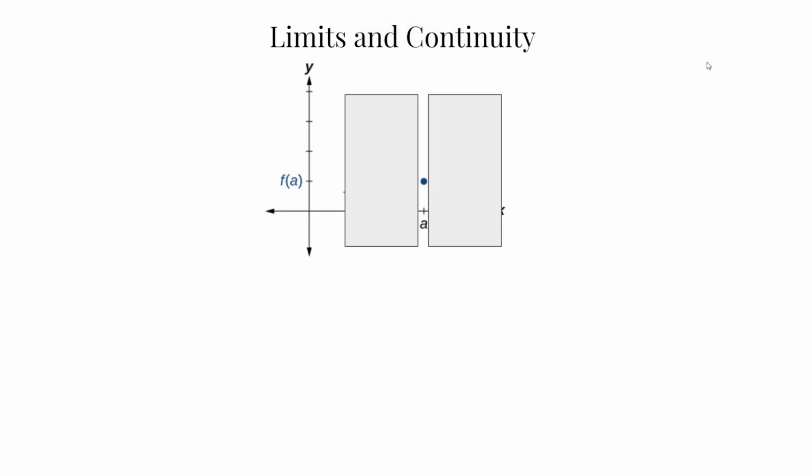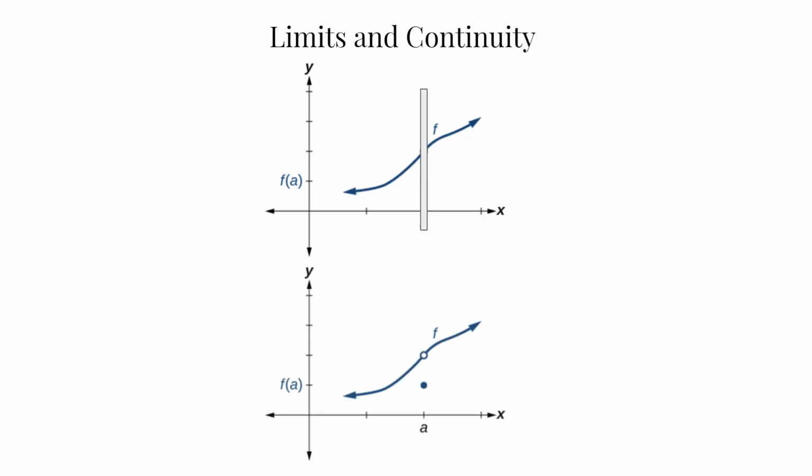Okay, so limits. Normally, you look at it like this. At point A, what's f of a? It's that. When in reality, the function could look something like that. So what limits are, is they look at it like this: what value does it approach? So even though the value could be right there, it approaches the other value.